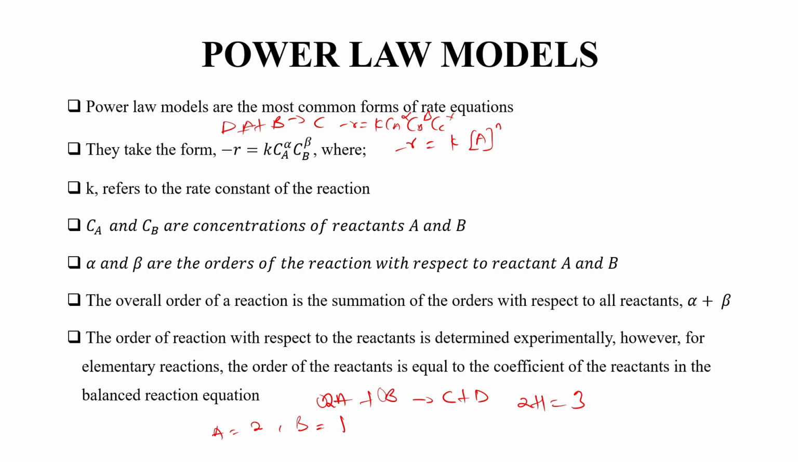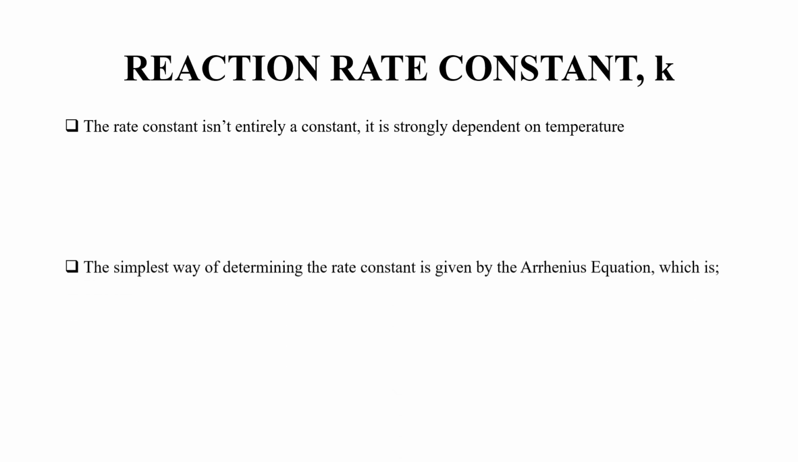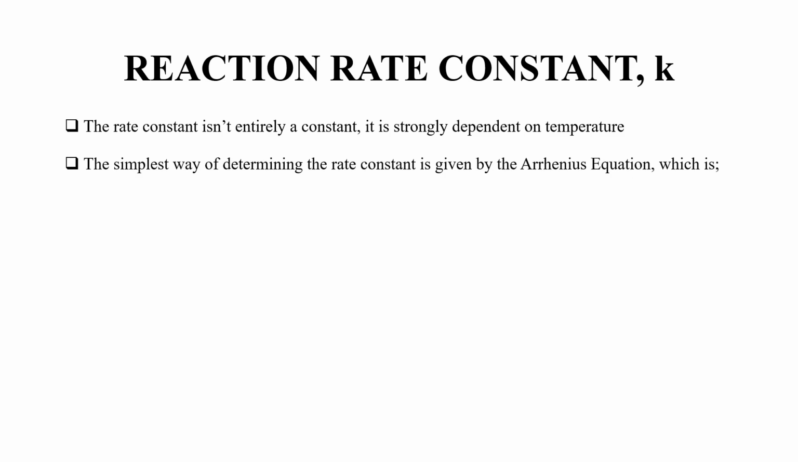Now let's talk about the reaction rate constant, K. The rate constant isn't entirely a constant, even though we call it a rate constant. It's constant for a particular reaction at a given temperature. It is strongly dependent on temperature. Increasing the temperature might either increase or decrease the rate constant depending on the type of reaction. The simplest way of determining the rate constant is given by the Arrhenius equation.